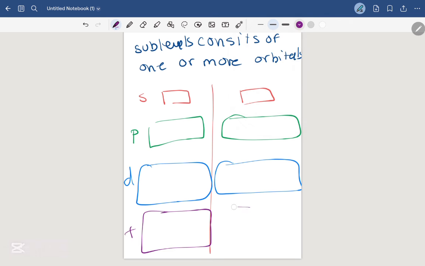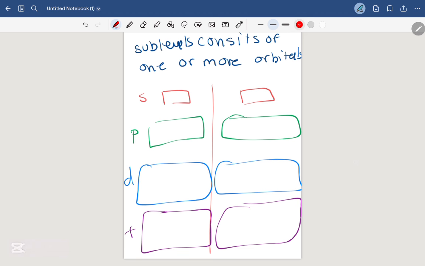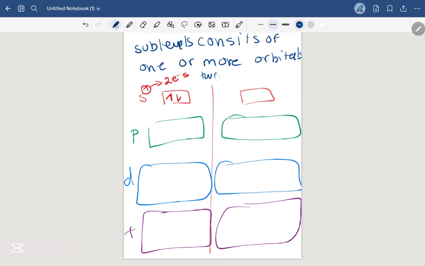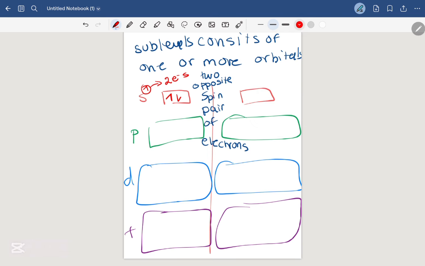Now what happens? S only has one orbital. And we know that each orbital fits how many electrons? It fits 2 electrons. That means it's supposed to have one electron and another electron. But why do we put them like this? We put them like this because they are supposed to be two opposite spin pair of electrons. They should be moving in opposite spin. If they're not moving in opposite spin, then you did something wrong. You can represent it as one up and one down, or you can represent it arrow up or arrow down.